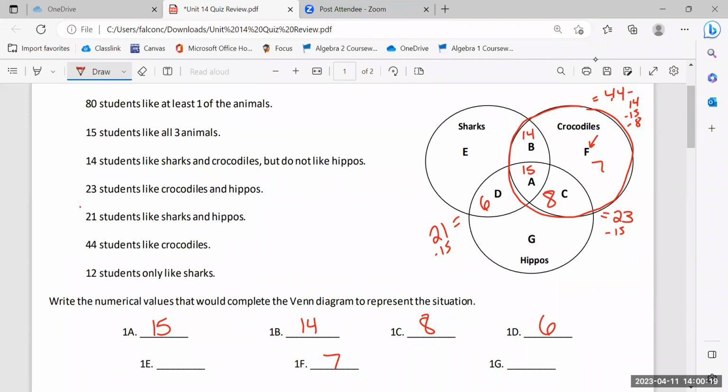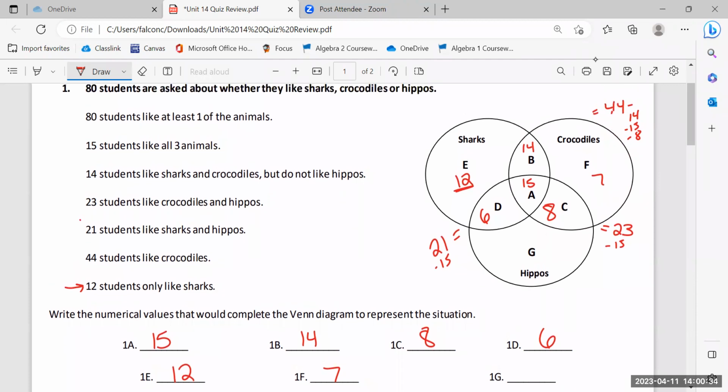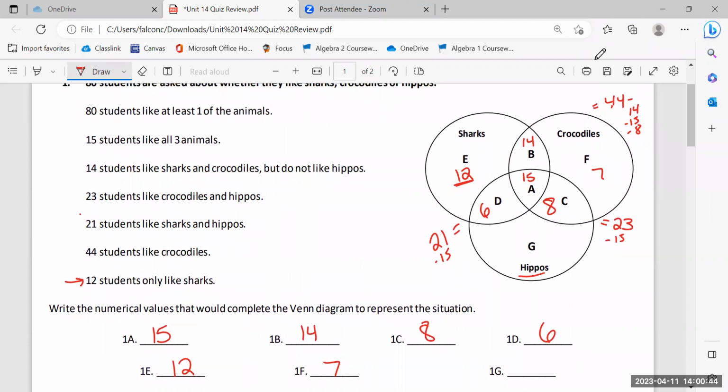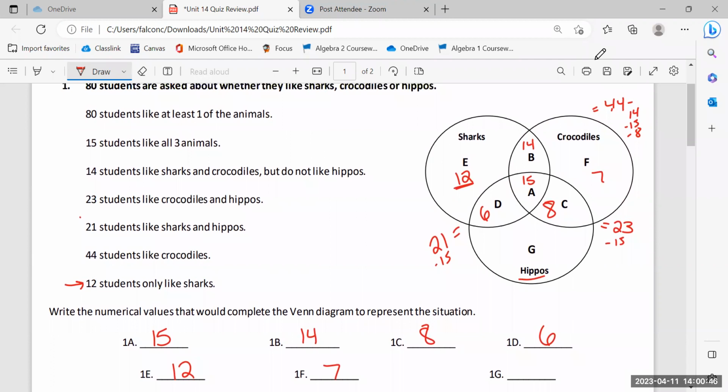And then the last thing they give us is that 12 students only like sharks. So it's just this part right here, the only, so I have a 12 for sharks. It's only the sharks, not including anything else. All right. Then we need to figure out what G is, the only hippos. The original problem says that 80 students like at least one of the animals. So all of my students like at least one.